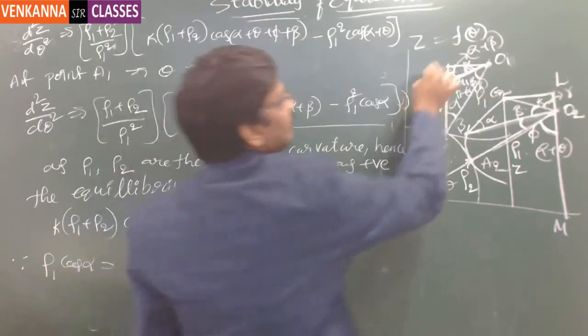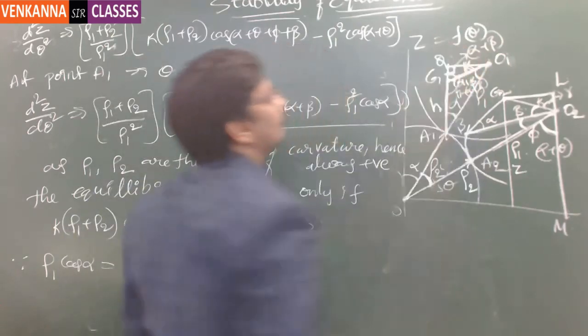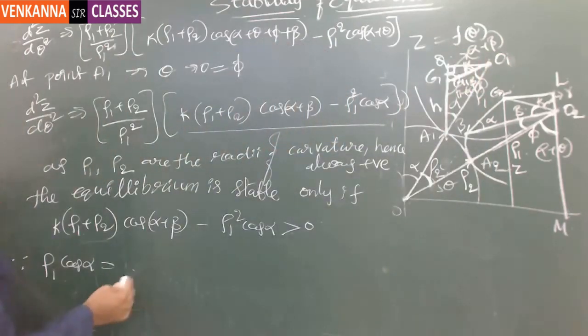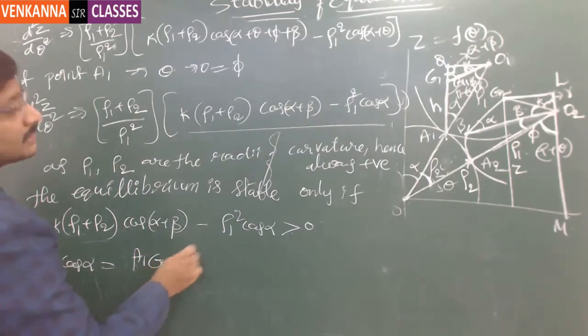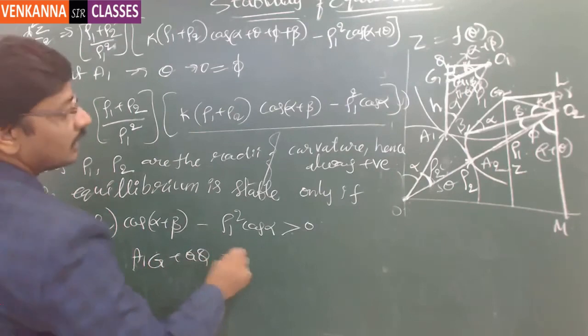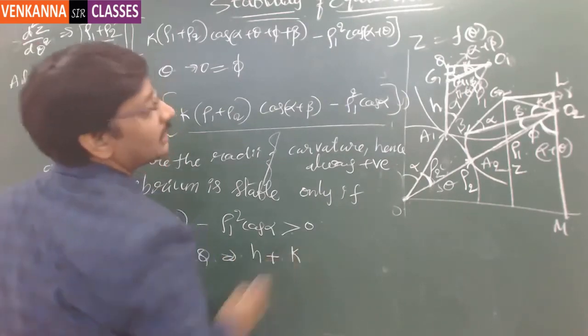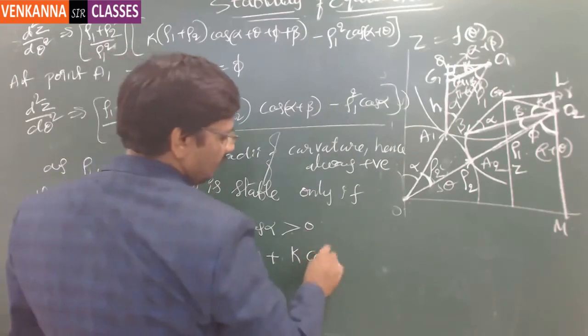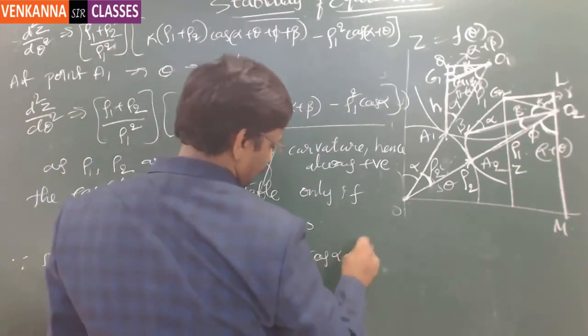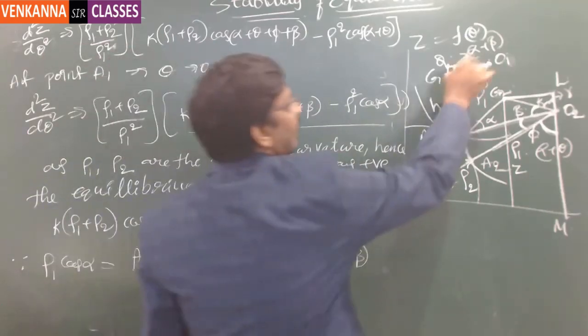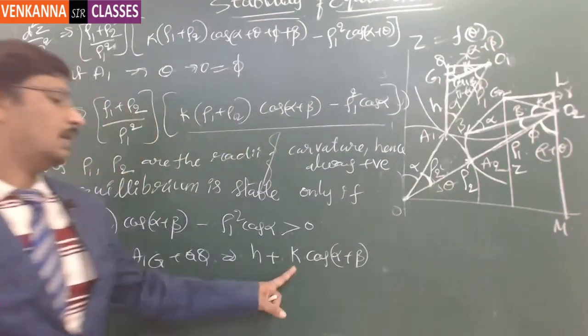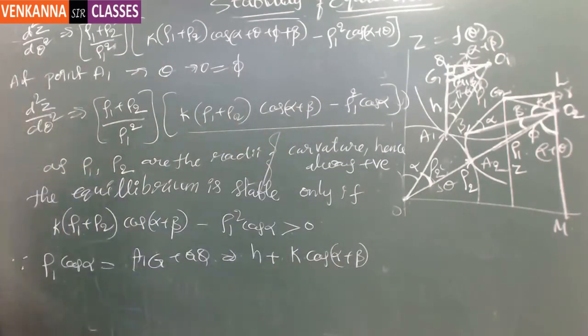So I call this as Q. So rho 1 cos alpha is equal to A1G plus GQ. So A1G is h plus GQ is k times of the exterior angle cos of alpha plus beta. So this exterior angle is alpha plus beta. So k times of cos alpha plus beta plus h is equal to rho 1 cos alpha.